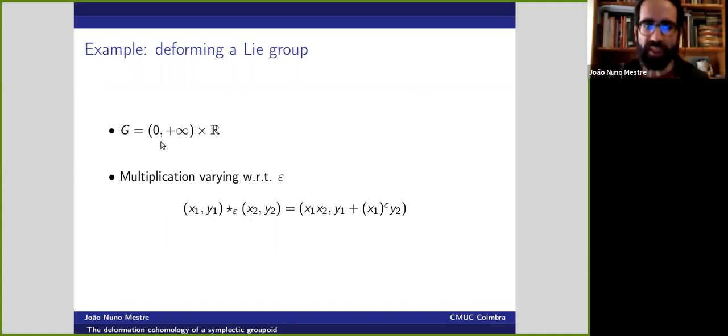Here, for example, we take this product of manifolds, and the multiplication in the first factor is just the usual multiplication in R plus. And in the second one, we twist it by something depending on epsilon. This is a very simple example that I found in a paper of Matthias and Rui that I really like to illustrate what sort of deformations I like.